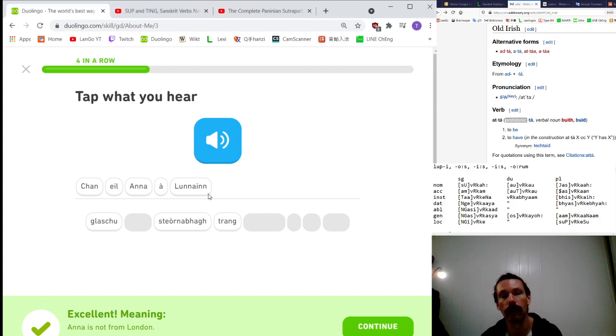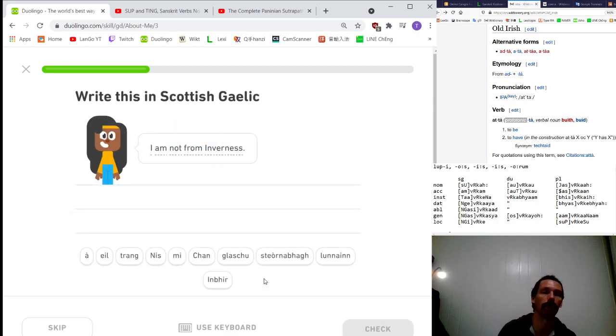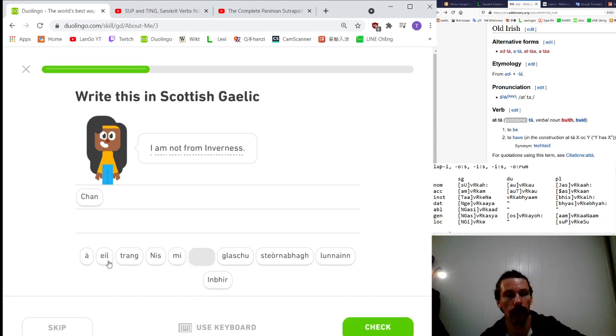Lunain. Maybe other sources too, but significant to me that it's in the middle like that. No longer N-D, but a long N with assimilation. I am not from Inverness. Chan eil mi a Inbhir Nis. Here too, even though a vowel follows. Chan eil mi a Inis. Inverness.